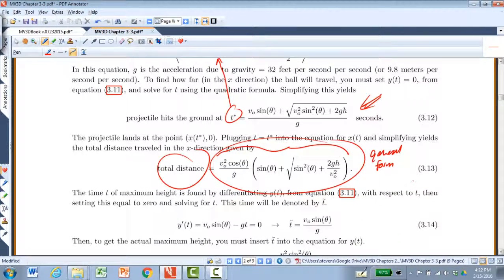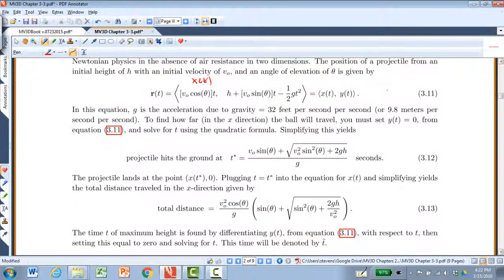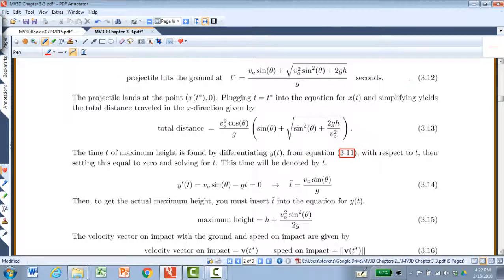And then the other thing you can do is you can take that height function, y of t, and you can figure out when this thing hits its maximum height, right? If that's y of t, if you take y prime of t, set it equal to 0, and solve for t, what you get is this that I call t tilde. Basically, this is the derivative of the y function. Set it equal to 0. This is when the projectile hits the maximum height.